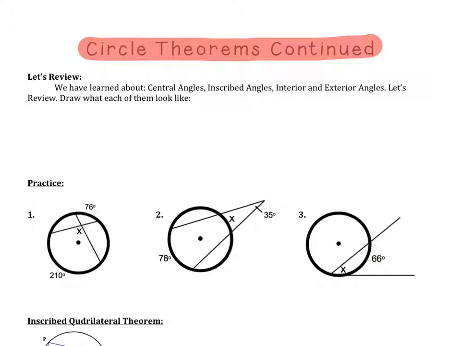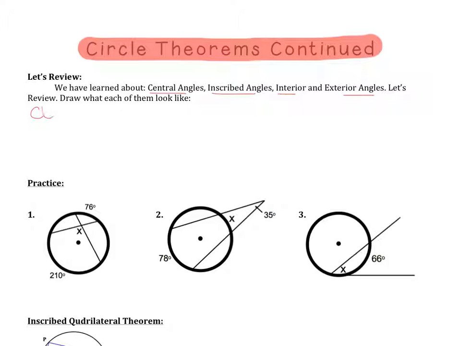Keep in mind through this whole process of circles that if you don't remember the rules, that makes this 100% undoable, because otherwise you're not going to know what to do. So far about circles, we have learned about central angles, inscribed angles, interior angles, and exterior angles. Let's review. I want you to draw an example of each of them. So I want you to pause this video, and I want you to label.